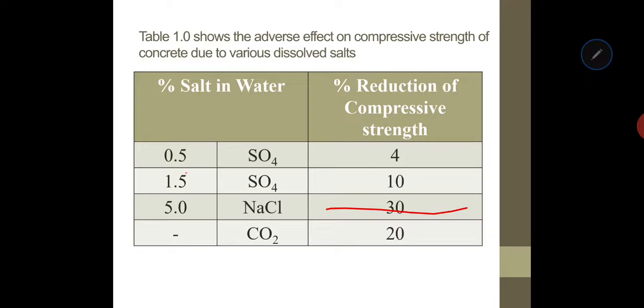So this table suggests, if there is the presence of salt in your concrete mix water, what is the percentage of reduction in terms of strength. So if there is 0.5% salt of SO4, the strength will be reduced by 4%. If you have 5% salt in water in terms of NaCl salt, it will reduce the concrete strength by 30%. So we don't want any salts. Even a very small amount of salt will give an adverse effect to your concrete mix.